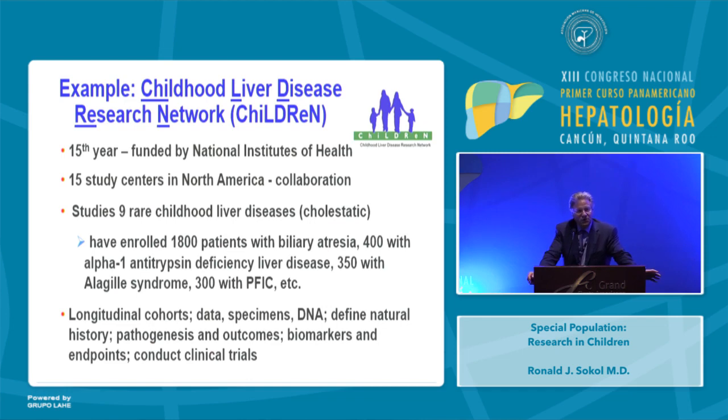And what we've developed are these longitudinal cohorts that are being followed through childhood, now many of them into young adulthood, collecting data in a specified manner using specific data definitions in a uniform manner across all sites, collecting specimens, storing them to create a biobank, including DNA. With this, we're able to define natural history, endpoints that could be used in clinical trials, outcomes, identify biomarkers with the specimens that we have, and most importantly, conduct clinical trials in these large, well-characterized cohorts.